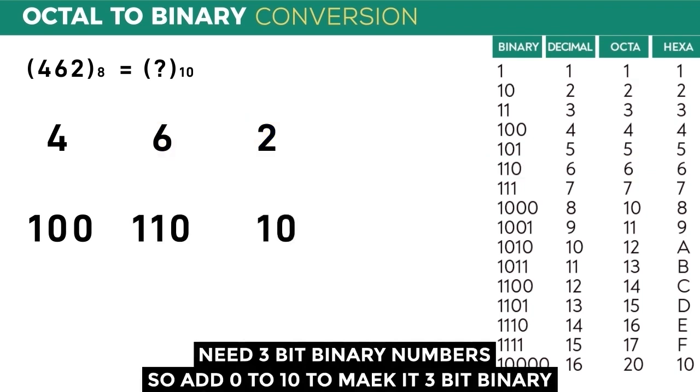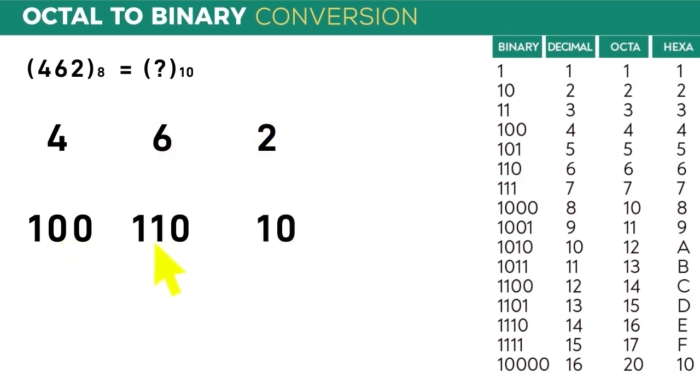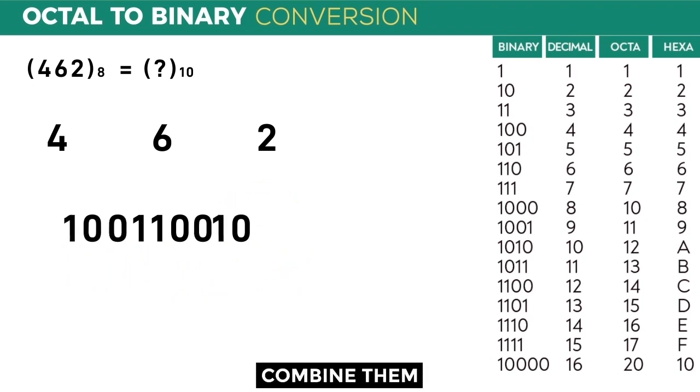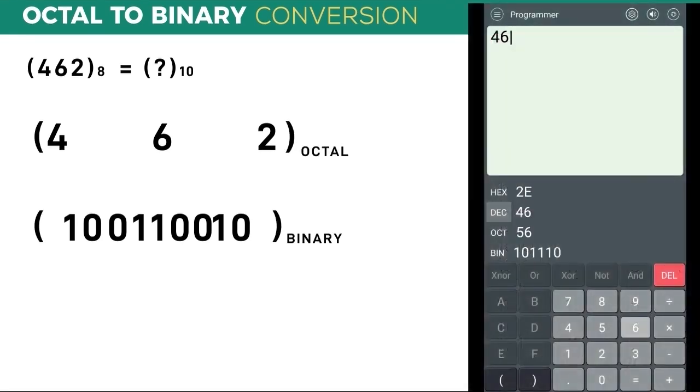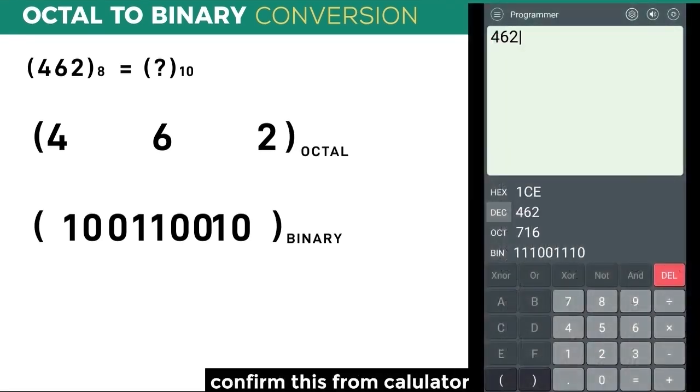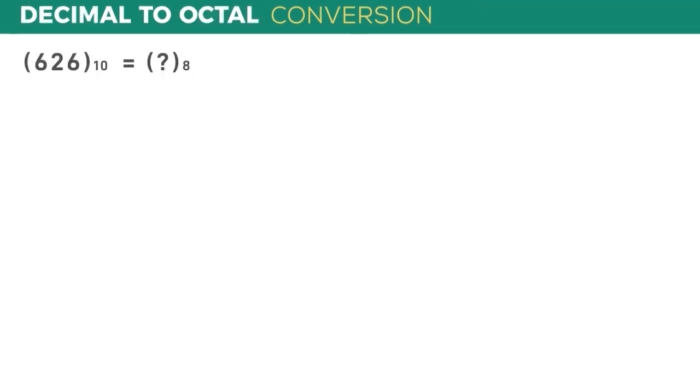Here we need a 3-bit number, so as we can see 10 is 2-bit, so we will add 0 to the left side of it to make it a 3-bit number. Guys, we need 3-bit numbers eventually in this calculation, so even if it was only 1, we had to add two zeros to the left side of it to make it a 3-bit number, and then eventually combine them, and this will be our binary to octal number. Let's confirm it from the calculator.